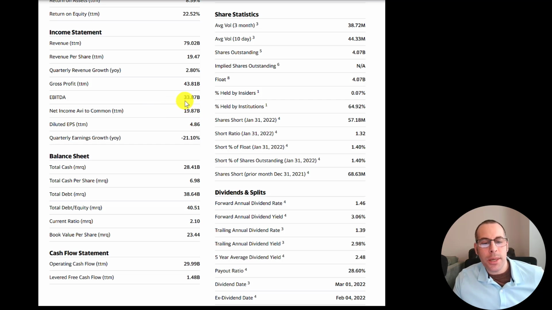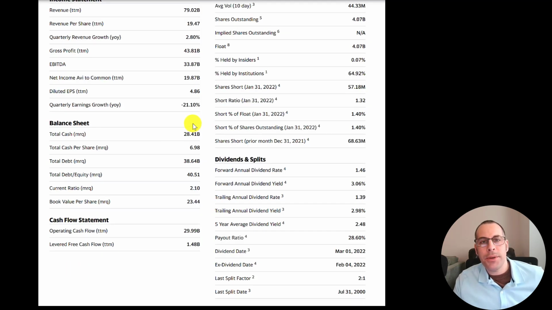Net income of 20 billion. Diluted earnings per share is 486. Diluted means if all convertible securities converted to equity. Examples are convertible debt, convertible preferred shares, debentures, warrants, etc. Their quarterly earnings year over year is negative 21%.